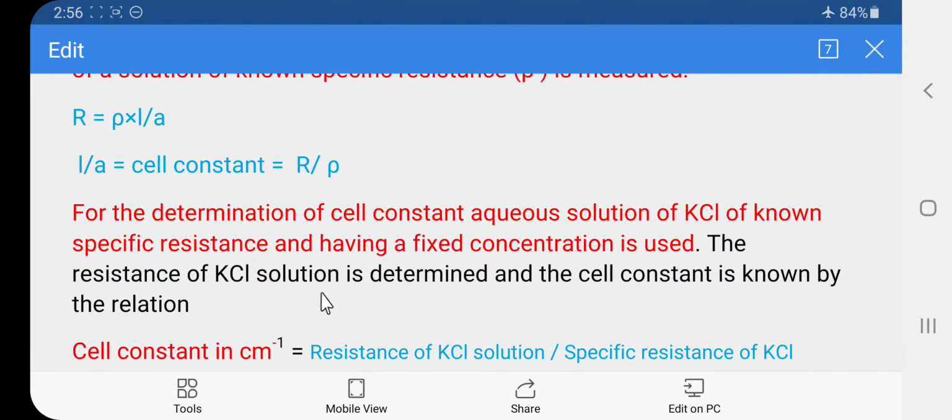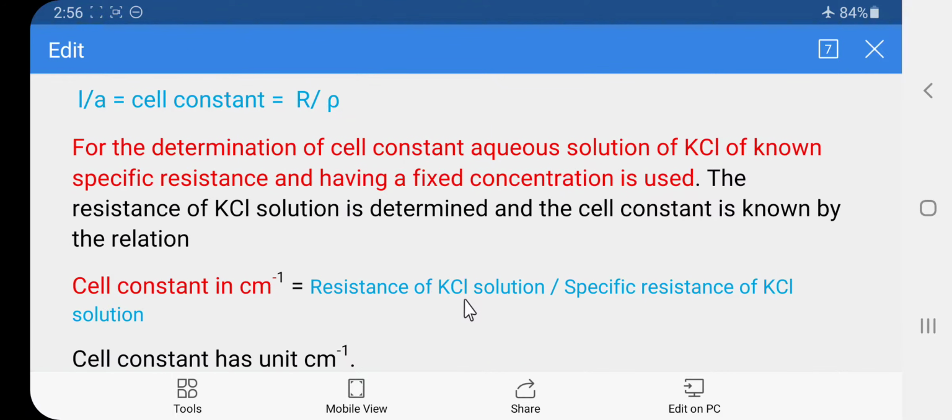So here the resistance of the KCl solution is determined with the help of the conductometer, and the cell constant is known by the relation R is equal to rho into L by A. L by A is the cell constant, so the cell constant is equal to R divided by rho. So the cell constant is equal to the resistance of the KCl solution divided by the specific resistance of the KCl solution, that is R upon rho.